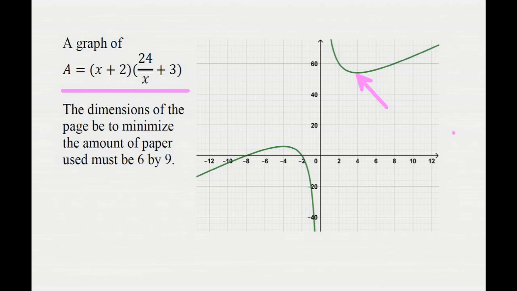And the conclusion is the dimension of the paper has to be 6 by 9. Recall, the value of X was 4 and the value of Y was 6. So 6 plus 3 is 9 and 4 plus 2 is 6. That's the answer. 6 by 9 is the paper that I need.